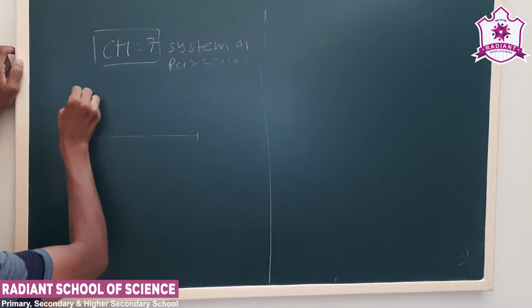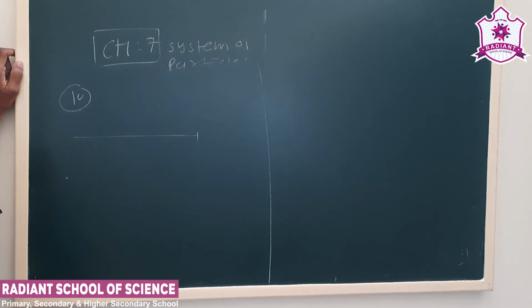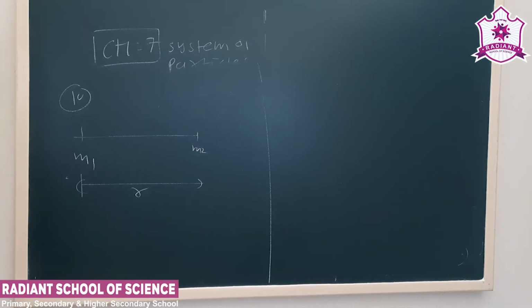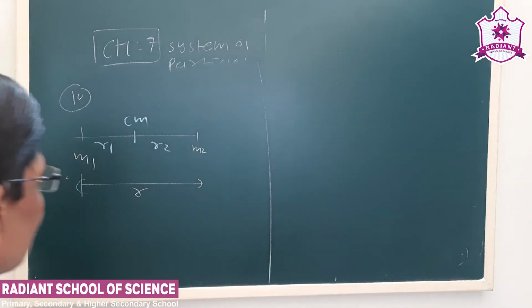See, two particle system. M1 and M2 are the masses. The distance is R. Now the center of mass is at a distance of R1 and R2. What is the relation of m1 and m2 in terms of the distance? We have to calculate the ratio of m1 and m2 in terms of r1 and r2.